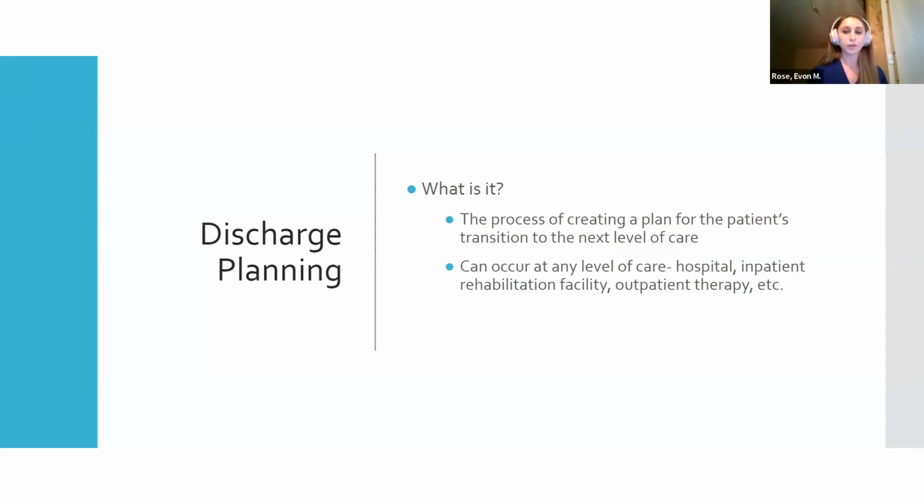So whether you've seen it in practice so far or whether you'll see it in rotations coming up, discharge planning is a process of creating a plan for the patient's transition to the next level of care. So whether that's a patient who's in a hospital and they're needing to create a plan for when they leave the hospital, or a patient who's already in a skilled nursing or rehab facility and they're needing to try to figure out whether that patient's safe to go home. This is a process that occurs at any facility level of care.